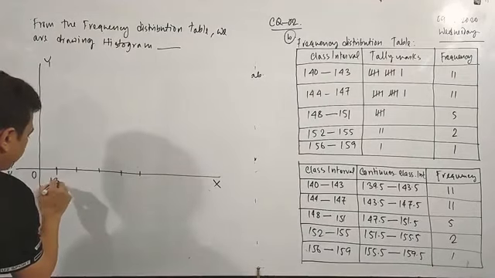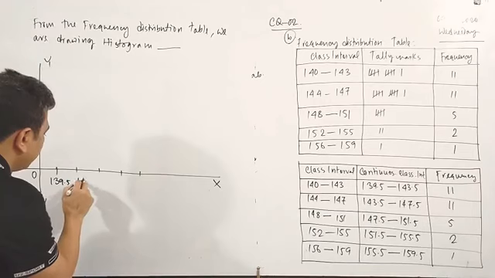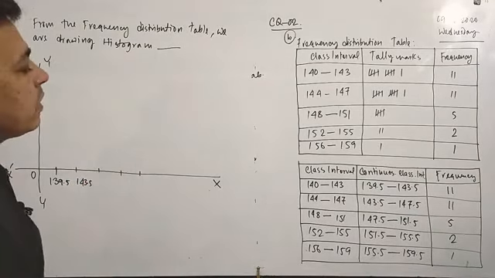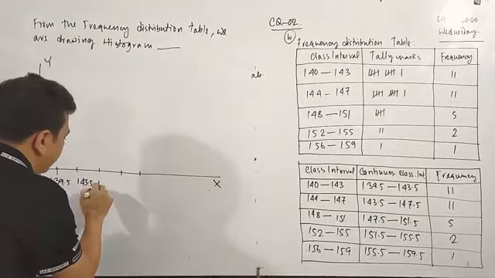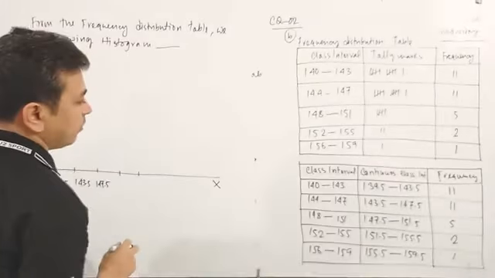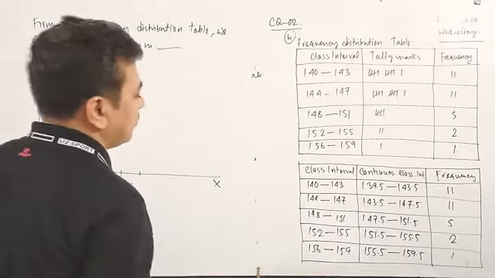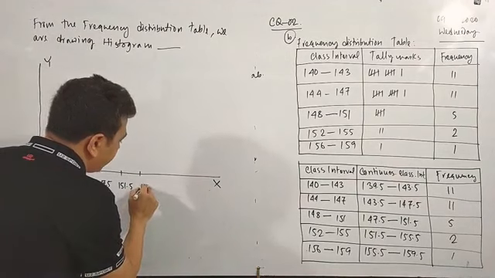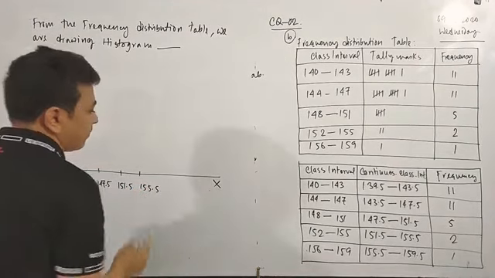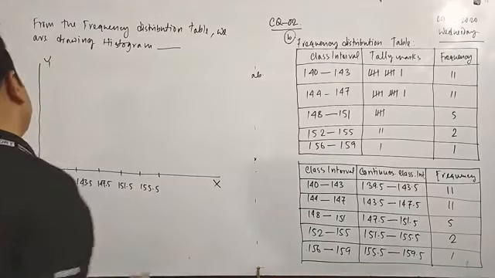139.5, 143.5, 147.5, 151.5, and the last one 155.5. You can take up to this, because it will be a mark.